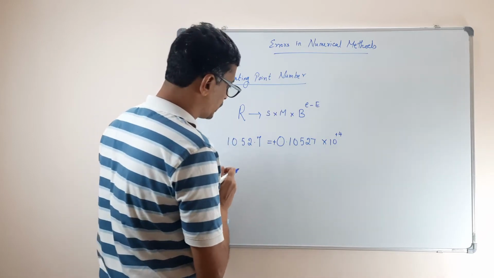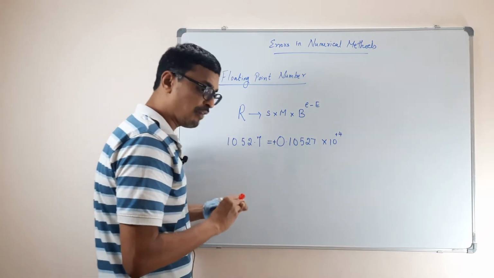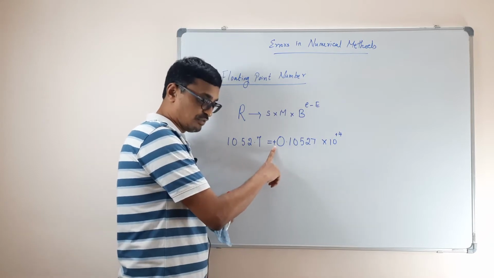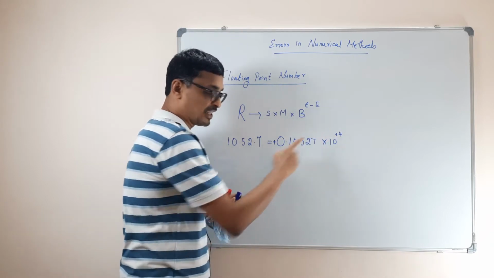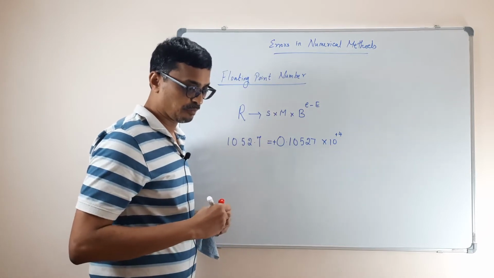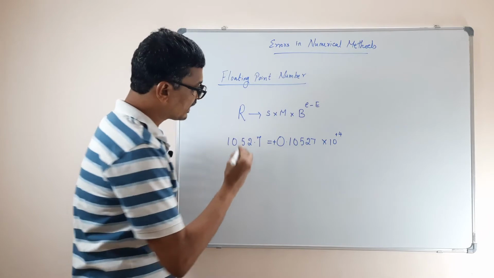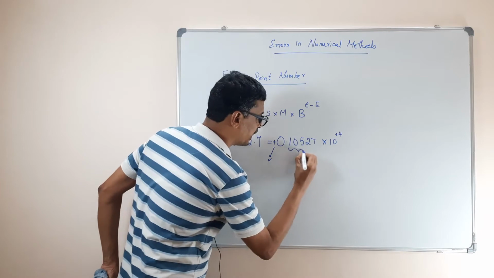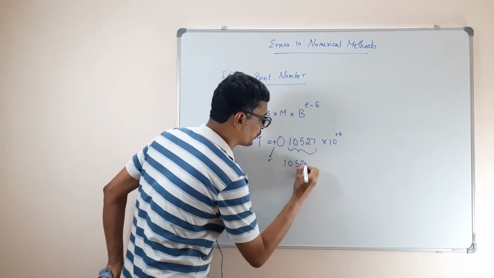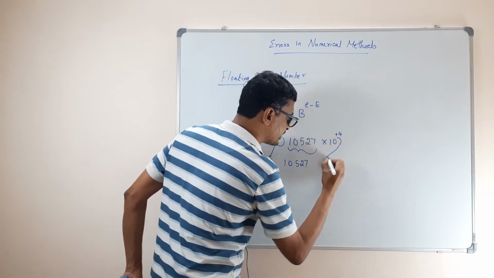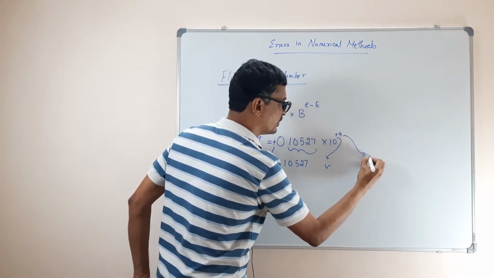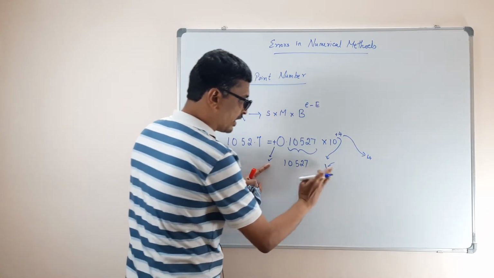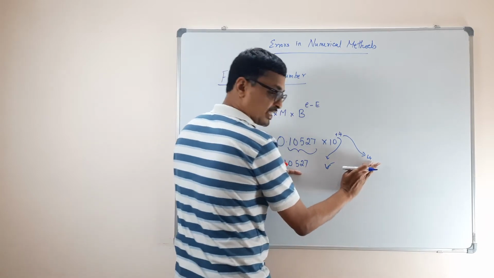Then what the computer stores is, now you can see in this representation how many signs I need to store? One sign for the mantissa part, another for the exponent part. Correct? Am I making it clear? So basically the computer has to store this sign bit and this part, that is 10527, and then this sign bit and this exponent form. So you have to store one sign bit, another sign bit, and the mantissa and the exponent form.